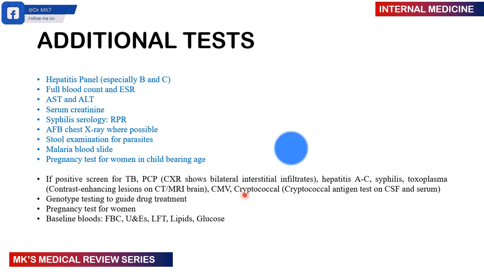So you can do cryptococcal antigen testing on the CSF. You may do this on the serum. Of course, genotypic testing to guide the treatment. You may also do a pregnancy test in women. Like I said, any woman that's of reproductive age, you should consider them pregnant unless proven otherwise. Then, of course, some baseline tests like a full blood count, UECs, LFTs, lipids, as well as glucose. We will do these tests also at specific intervals when we're monitoring treatment.